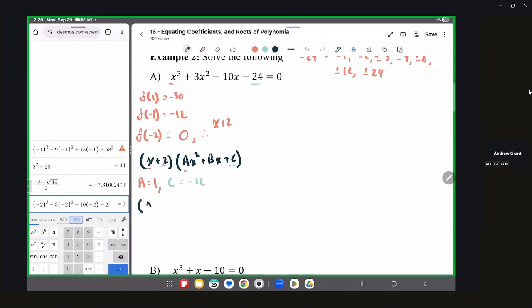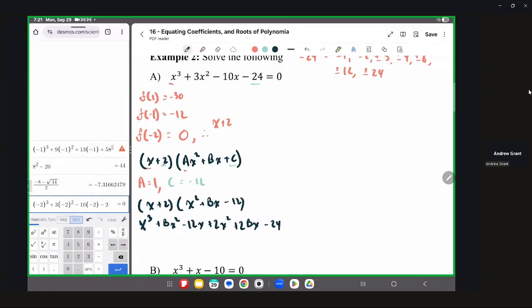Which means that when we go ahead and multiply this out, it's actually going to be x plus 2 times x squared plus bx minus 12. So we can just skip some steps and immediately see this is the case. Okay, let's go ahead and multiply this out now. x times x squared is x cubed. x times bx is bx squared. x times negative 12 is negative 12x. 2 times x squared is 2x squared. 2 times bx is 2bx. And 2 times negative 12 is negative 24.